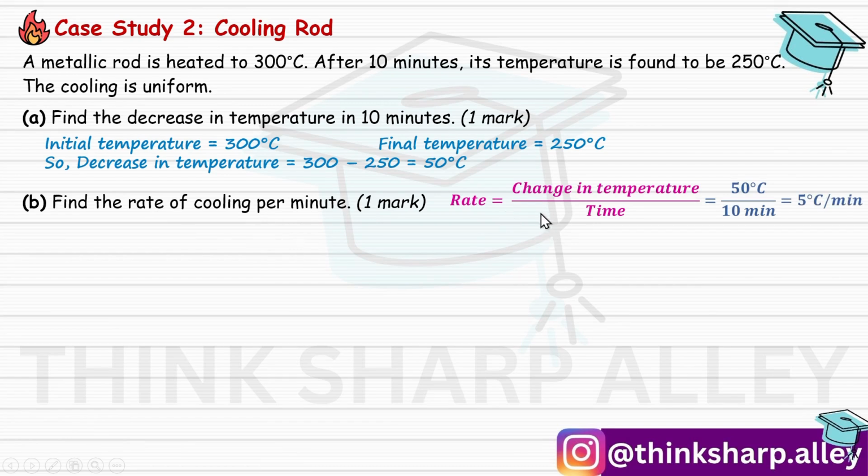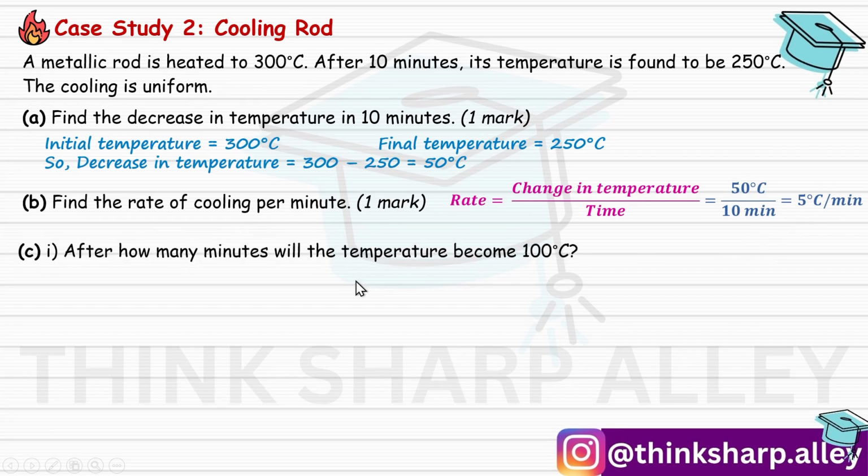So we can find out rate using the same formula, just this rate and time got interchanged. Okay, so change in temperature by time. Change in temperature is 50 and it took place in 10 minutes. So 50 by 10, 0 gets cancelled. So 5 by 1 is 5 degrees Celsius per minute. That means rate of cooling per minute is 5 degrees Celsius.